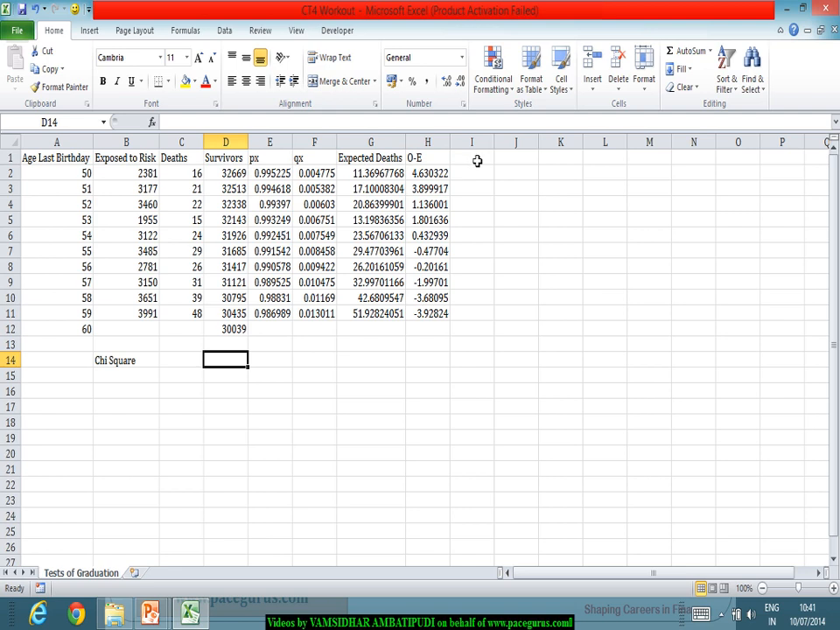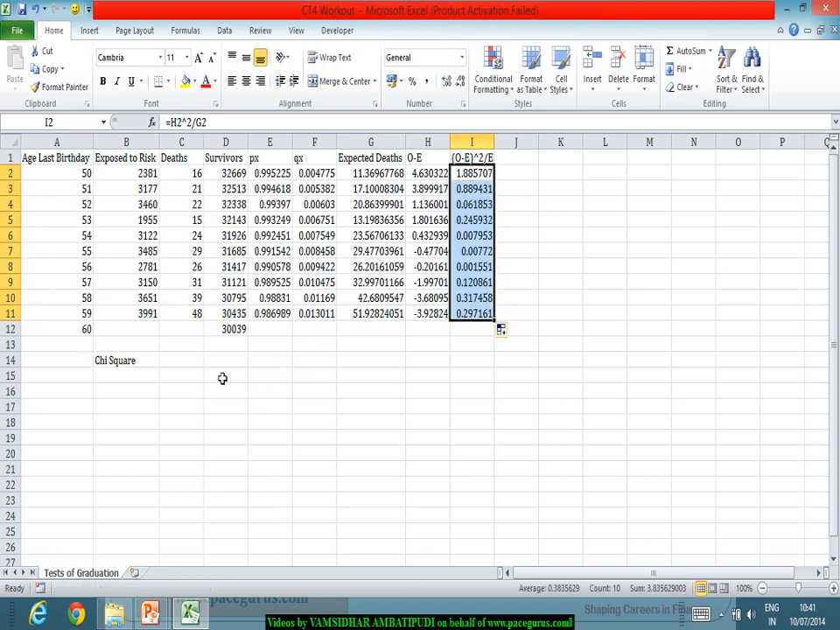So for doing the chi-square, I require observed minus expected whole square divided by expected. That is what goes as a part of the chi-square determination. For each of them, I take observed minus expected whole square and divide it by the expected. With these values, I can find out the chi-square.